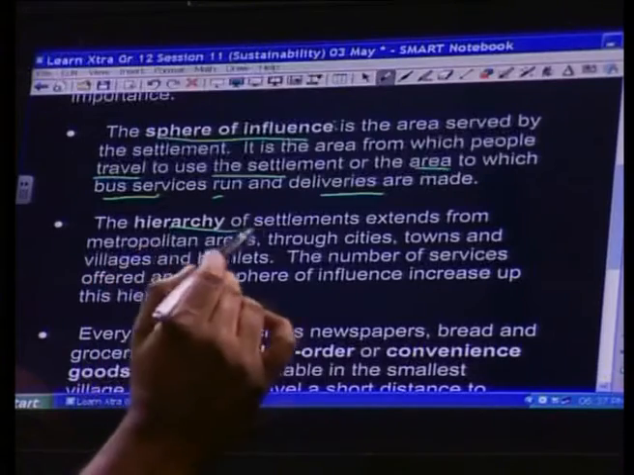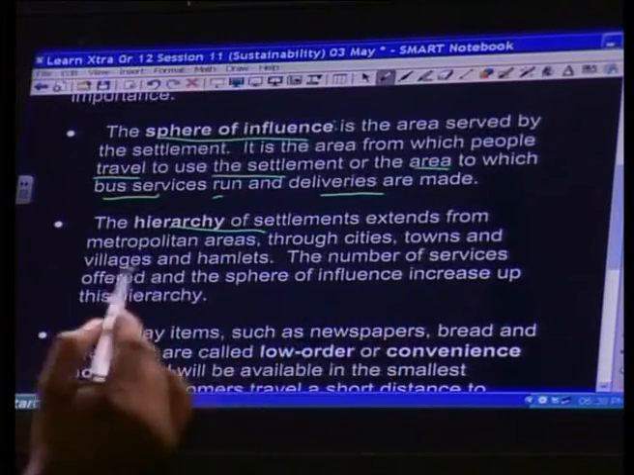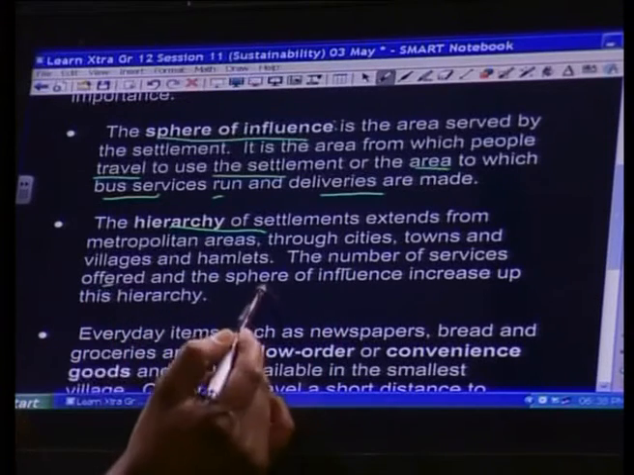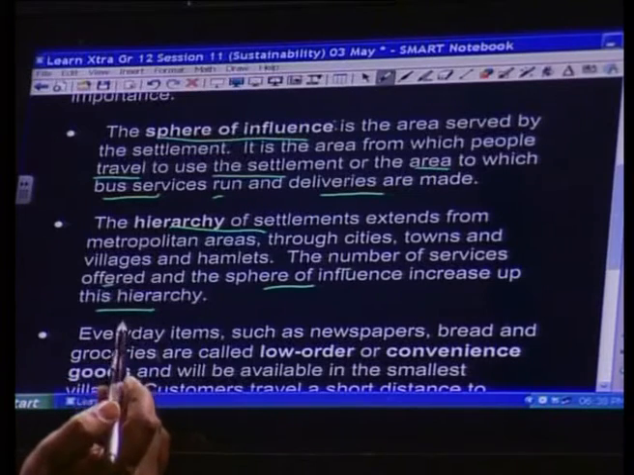The hierarchy of settlements extends from metropolitan areas through cities, towns, villages, and hamlets. The number of services offered and the sphere of influence increase up this hierarchy. Simply put, the larger the sphere of influence, the higher up the settlement is on the settlement hierarchy. Remember, your sphere of influence is closely related to the size of the population. If there's more population, the hierarchy of the settlement is much higher.